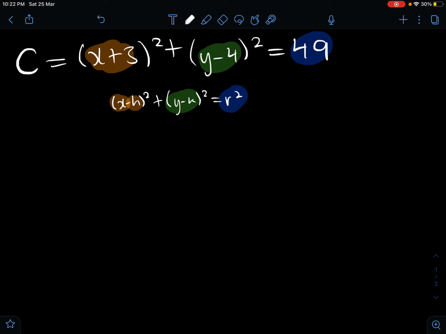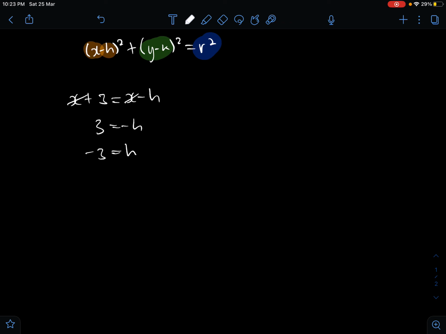So we're trying to find out for what value of h does x plus 3 equal x minus h, right? This is very basic algebra. The x's cancel out if you subtract from both sides. 3 equals negative h, and divide both sides by negative 1. Negative 3 equals h. Okay, so we know on our point here, it's going to be negative 3 as our x value.